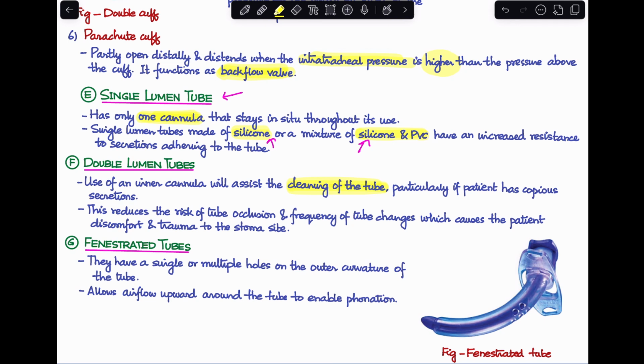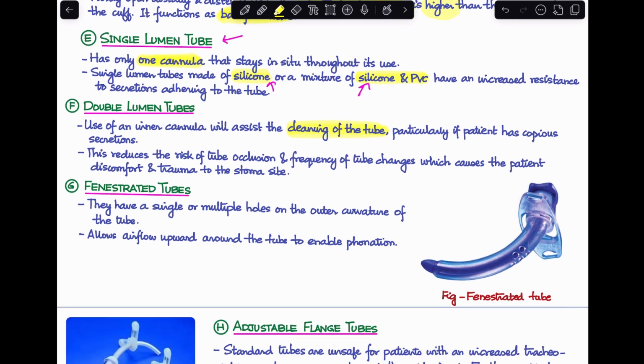The advantage is that it reduces the risk of the tube getting blocked, and also it reduces the frequency of tube changes, because a tube change also causes some amount of discomfort to the patient and even causes trauma to the stoma site. So if we can reduce the frequency, this would be the way to go. So this was about single lumen and double lumen tubes.